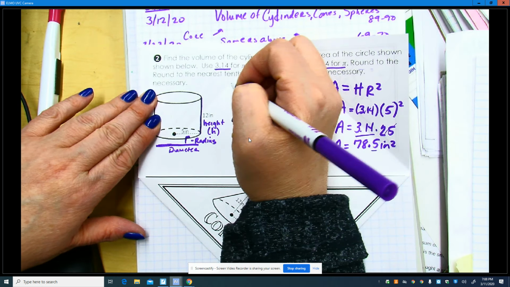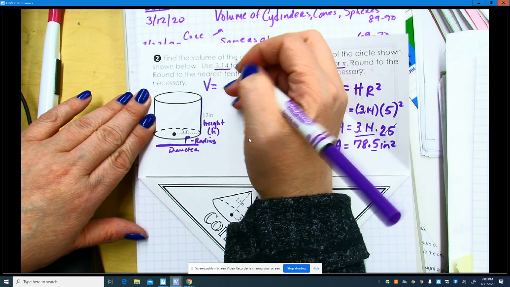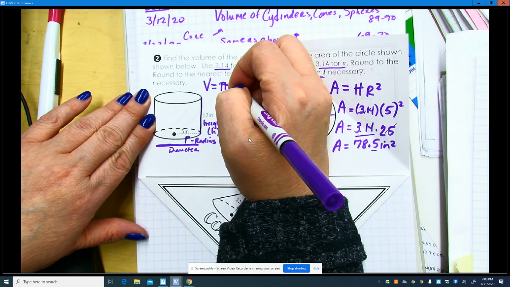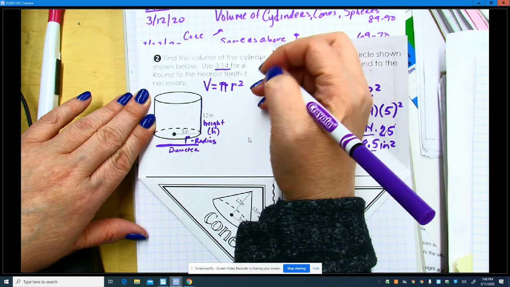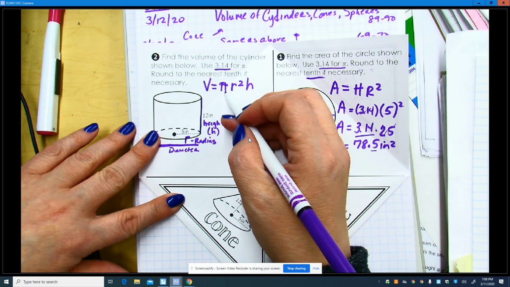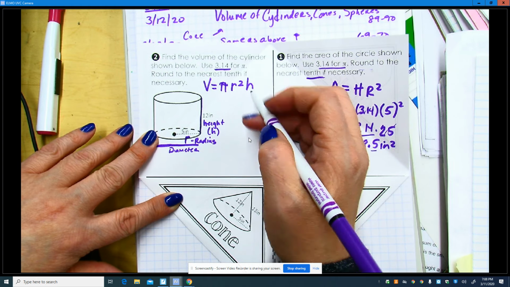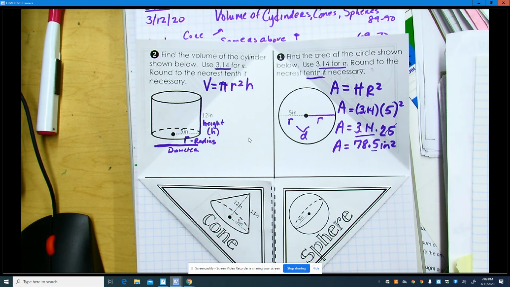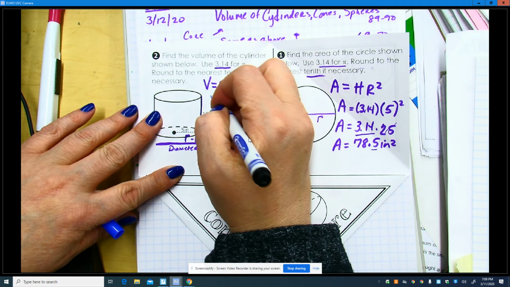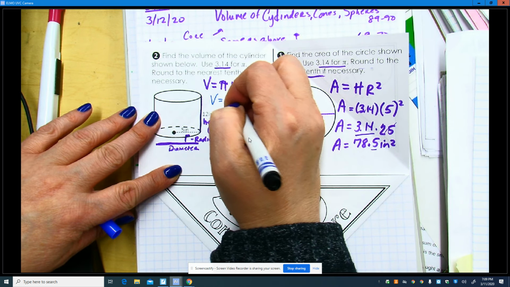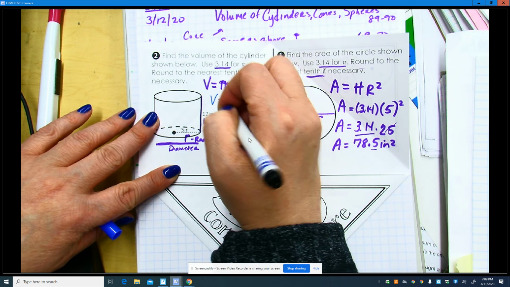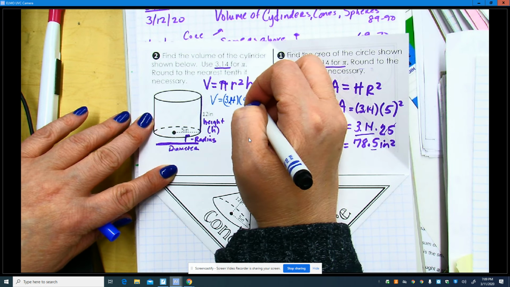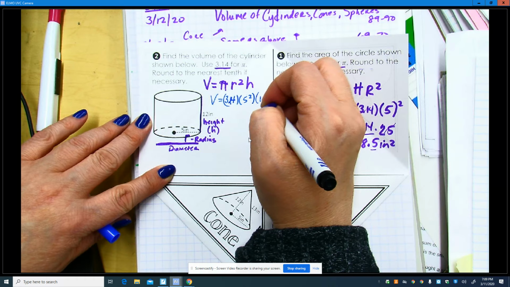So for volume of a cylinder, its formula is V equals pi r squared h. So that's pi times radius to the second power times the height. In this case, we're just going to fill in that information, considering they have told us that we're looking for the volume, and we know 3.14 is pi. We know the radius is 5 in this case, and we need to square it, and the height is 12.